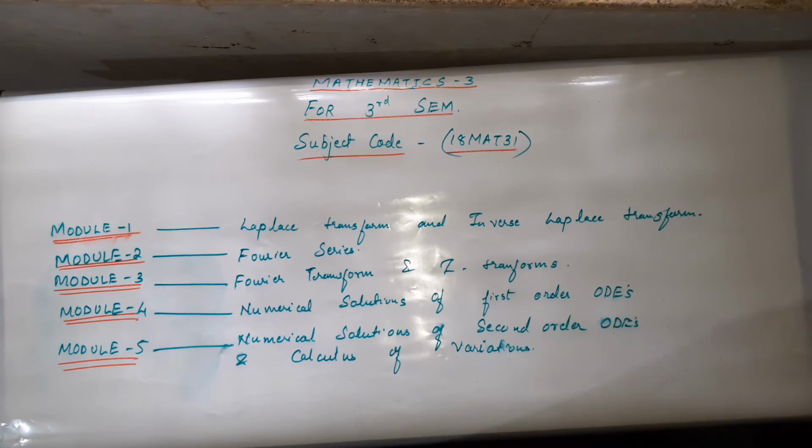You have only 4 to 5 methods to learn how to work with first order ordinary differential equations. How do you solve them numerically? In module 5, it is the continuation of module 4. That is, you will be learning the numerical solution of a second order ODE and the calculus of variations.